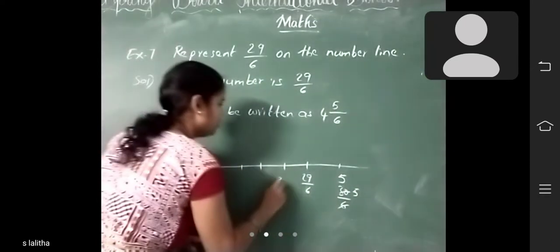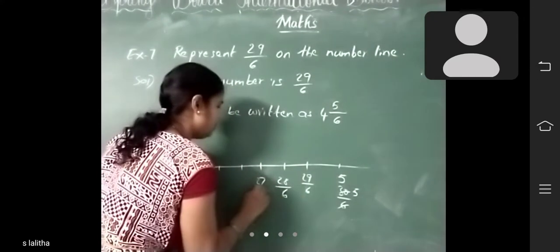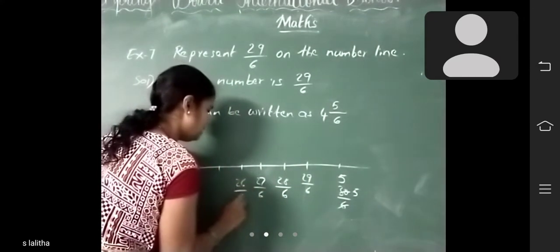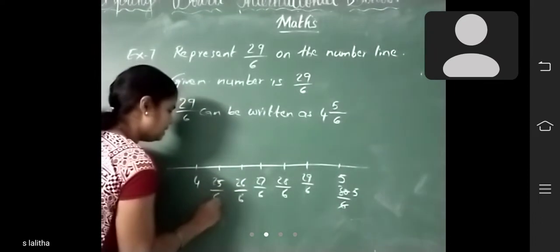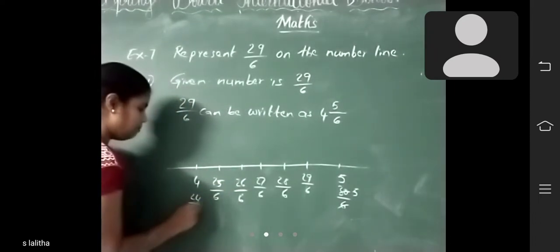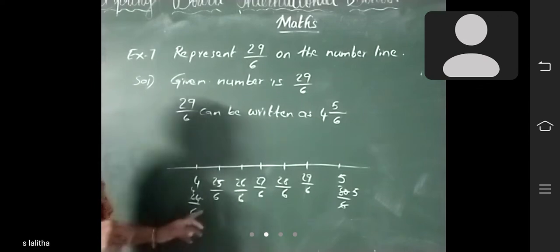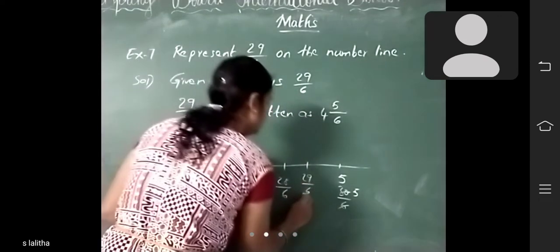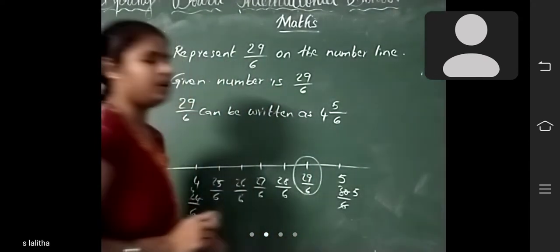then 28 by 6, 27 by 6, 26 by 6, 25 by 6, 24 by 6. That means 4. Okay. So where is 29 by 6? Here. You can represent like this.